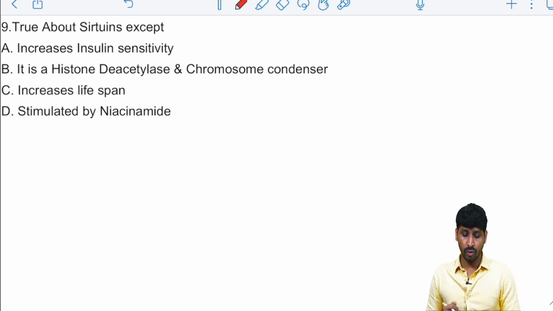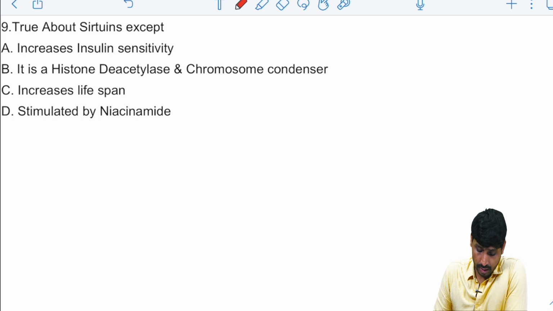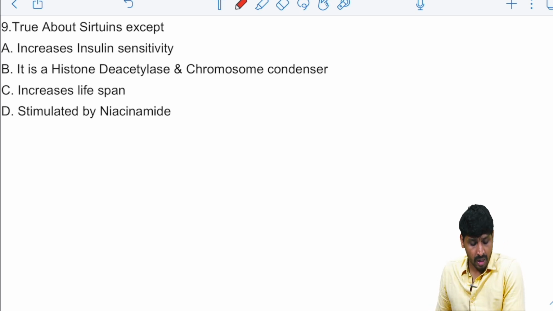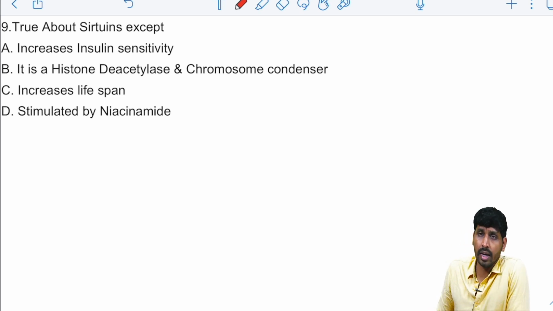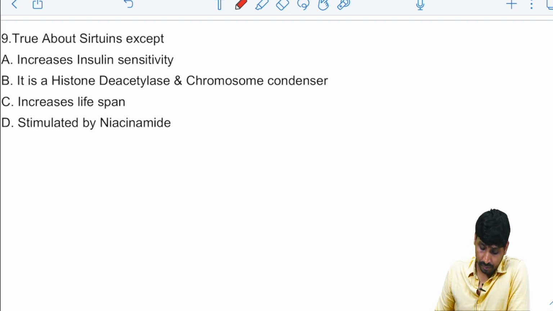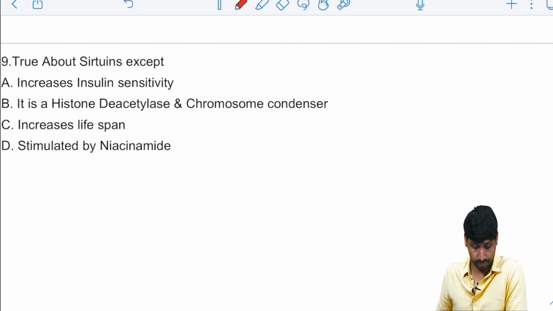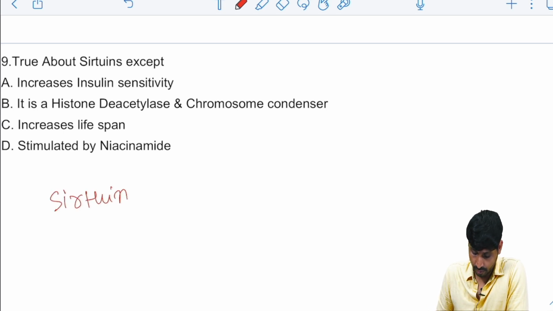True about citrulline. The ninth question, they have asked about citrulline. What is citrulline? We are all aware it's a substance present in yeast. It's a silent mating type information regulatory protein. It is a silent mate information regulatory protein. It is present in red wine also. So here the main thing about citrulline is, though it is a single protein, it has got two enzyme activities.